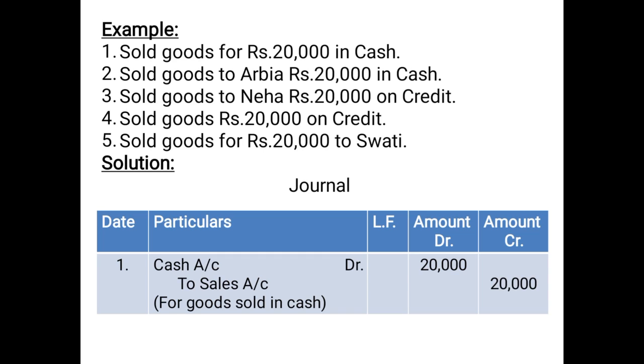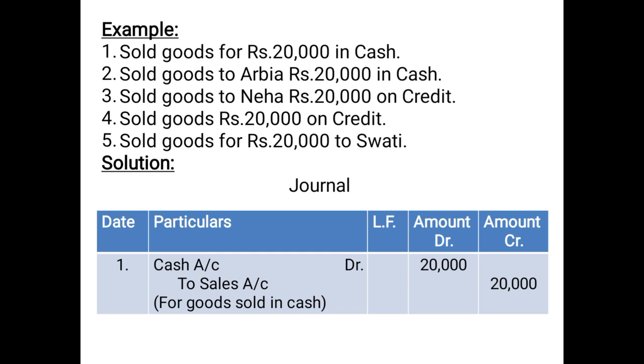So as we have framed the entry, now the account which is being debited will have the amount put on the debit column in front of that account, and the amount of the credit aspect will be put on the credit column in front of the account which is to be credited. Second example: sold goods to Arbia rupees 20,000 in cash.